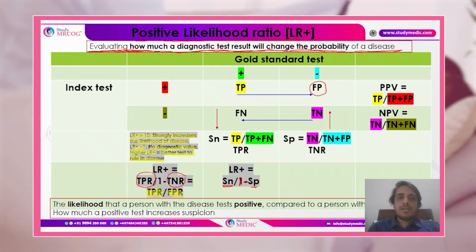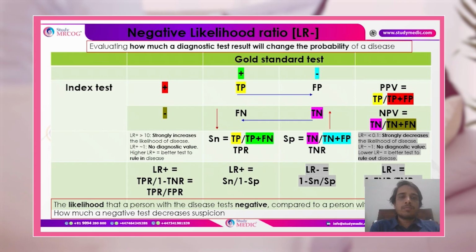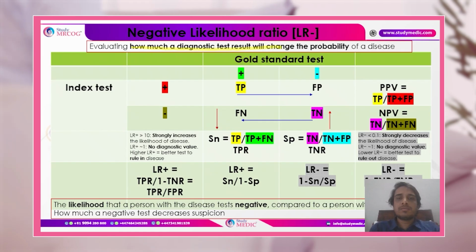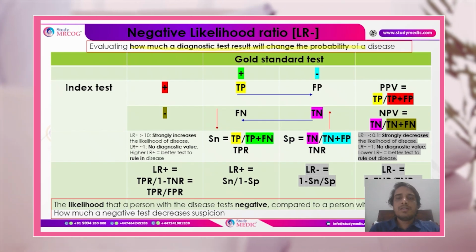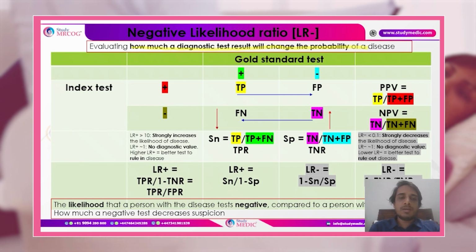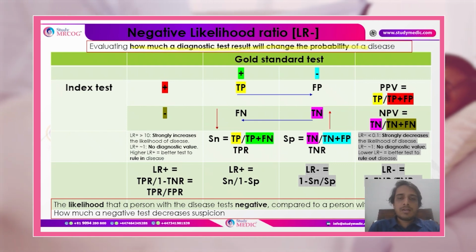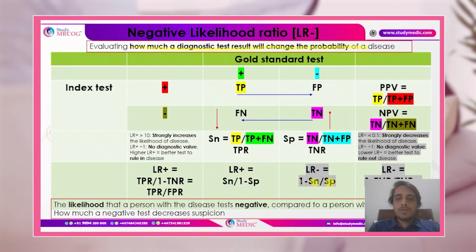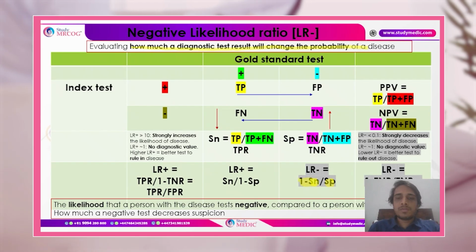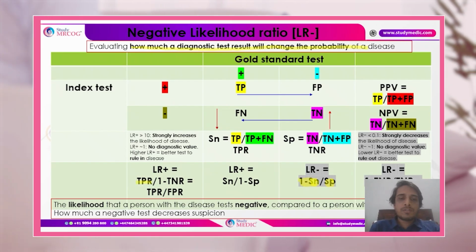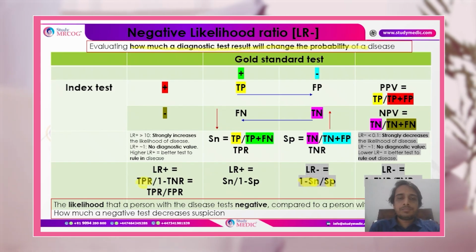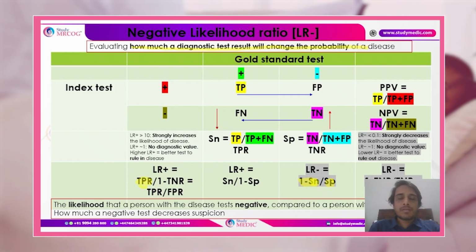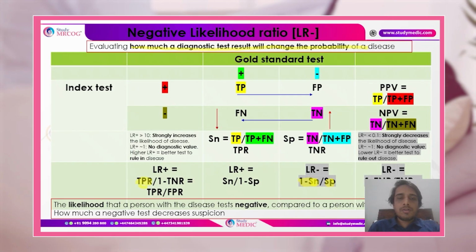Similarly, what is the negative likelihood ratio? Here, we evaluate how much a diagnostic test will change the probability of the disease when it is reported negative. Here, where you wrote sensitivity by specificity, instead you do 1 minus sensitivity. So what is sensitivity? It is the true positive rate. What is specificity? It is the true negative rate.